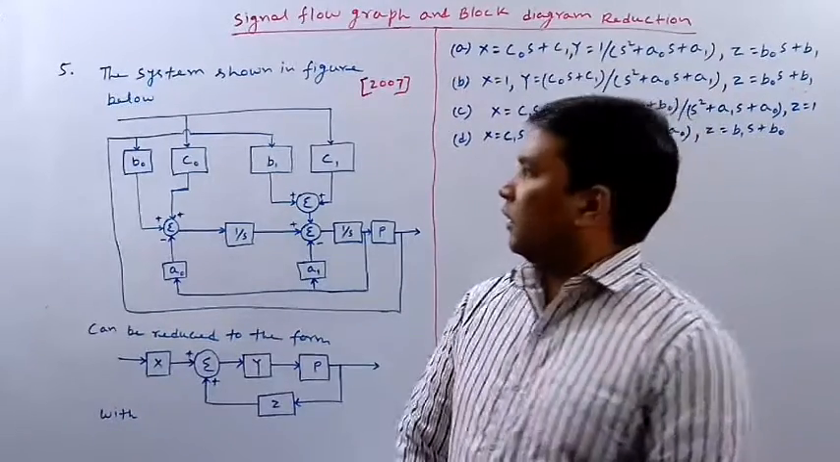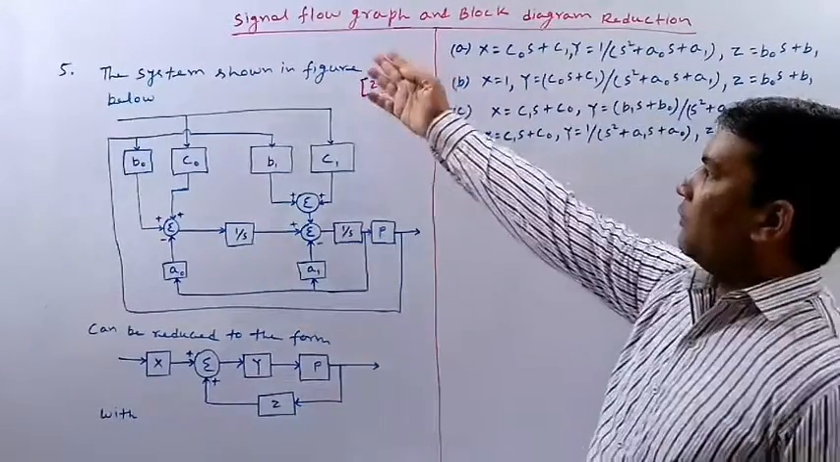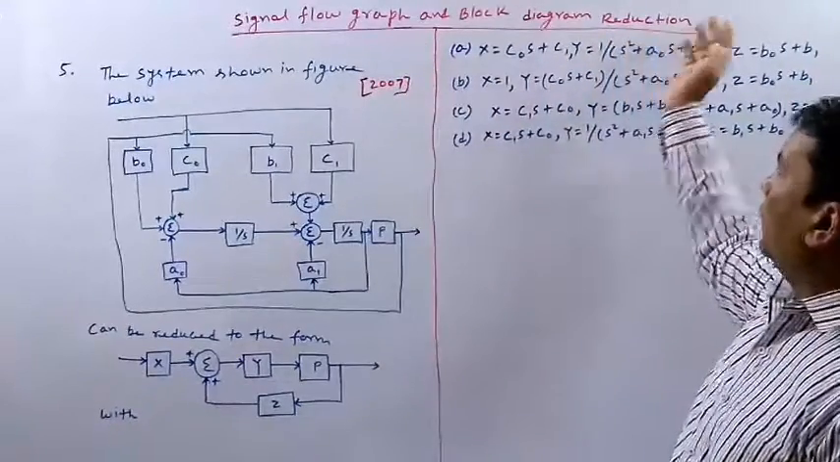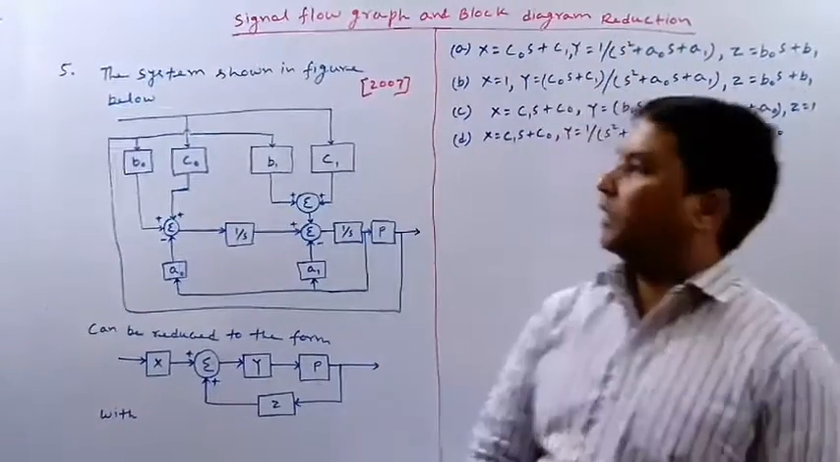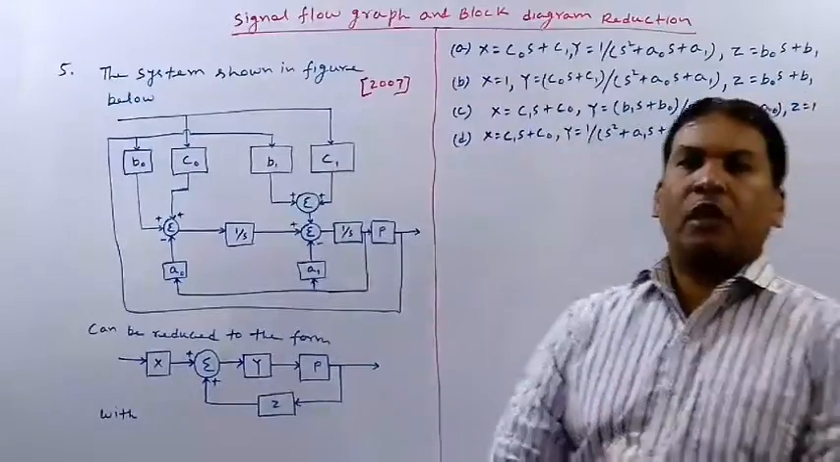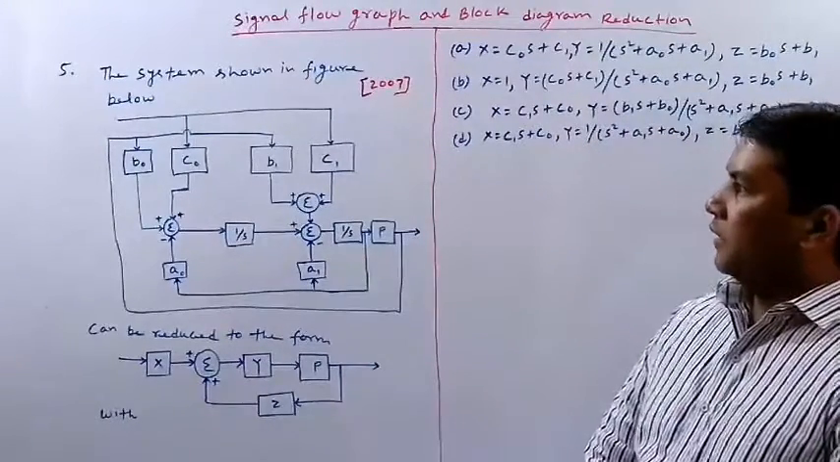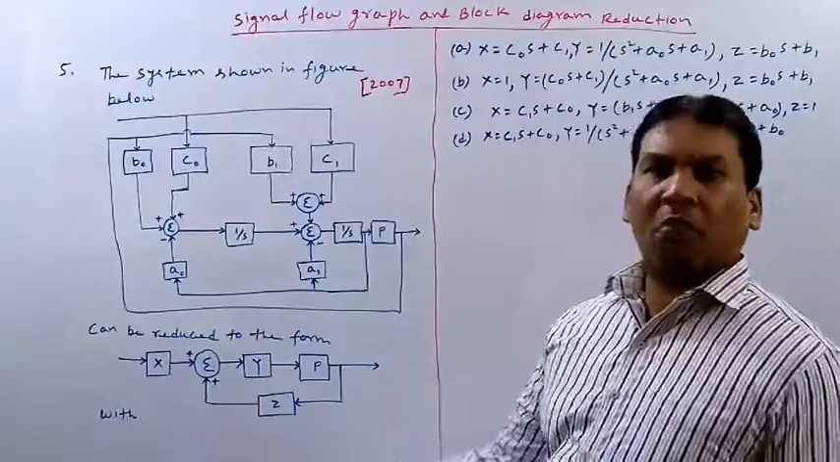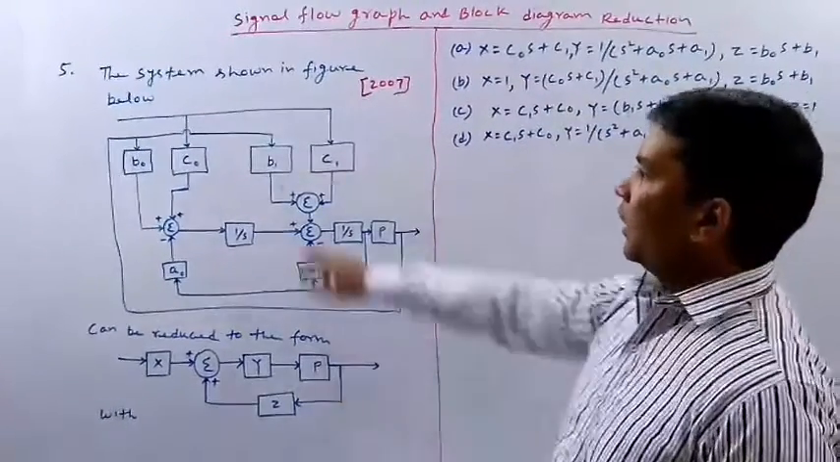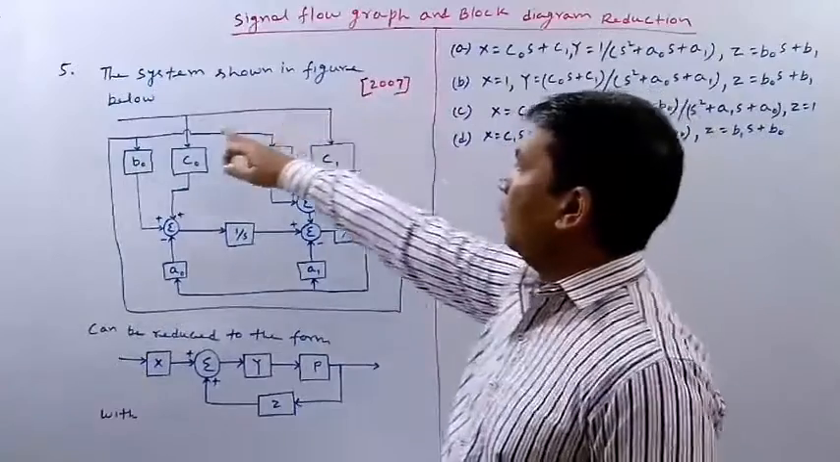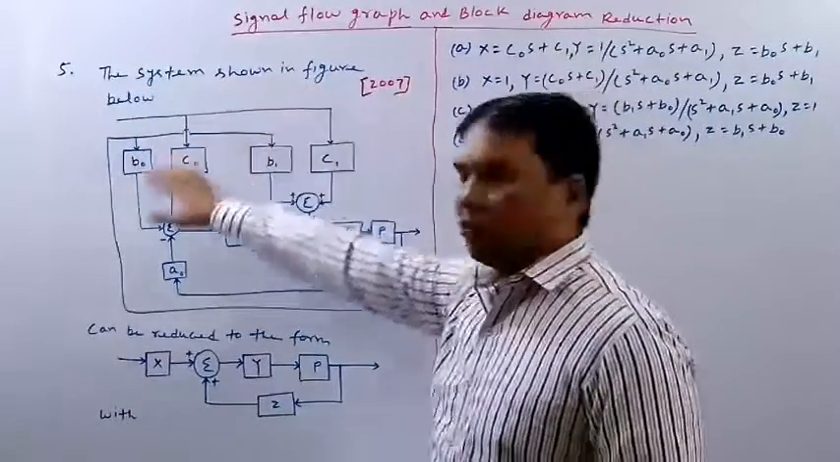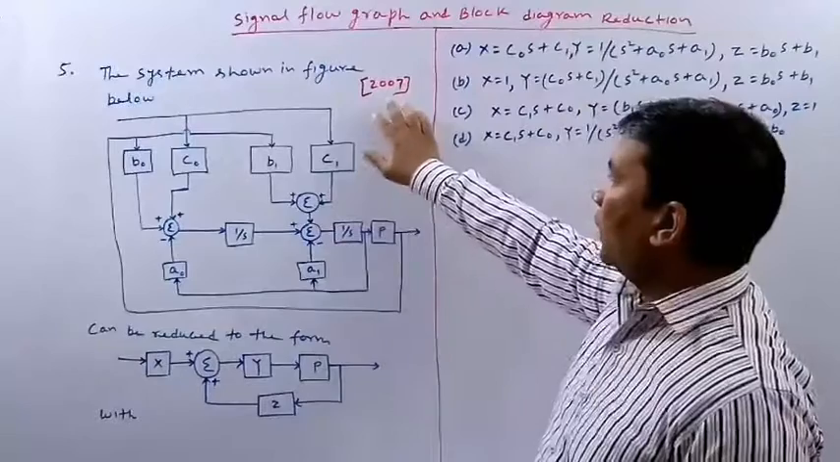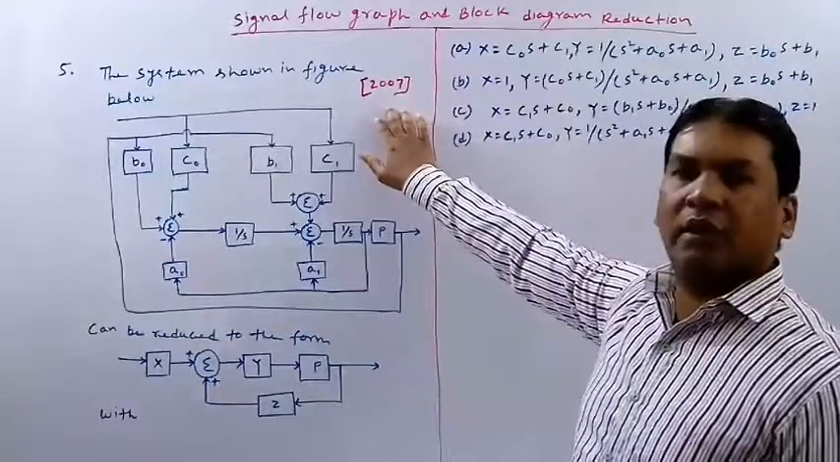Now we are in the second class of signal flow graph and block diagram reduction. Here we will see some more problems which have already been asked in GATE. The first problem of the second class is the system shown in the figure below, and this question was asked in GATE 2007.